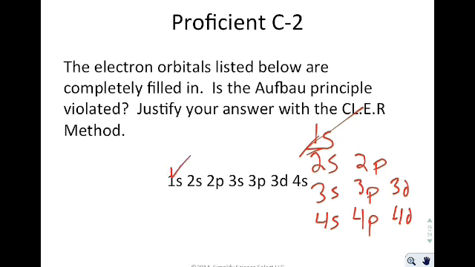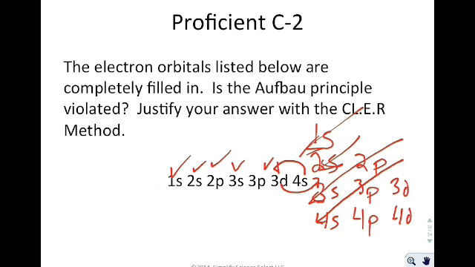So the first one I fill is 1s, and that's a check. Then I fill 2s, and that's a check. Then I fill 2p, and then 3s, check and check. The trick now, though, is that I fill the 3p orbital, and then I fill the 4s before I fill the 3d. So those should switch places, because the Aufbau principle is violated. How I would justify this answer is I would say, yes, the Aufbau principle is violated. That's my conclusion. The evidence that I have is the 3d is filled before the 4s, and my reasoning is the 4s orbital is lower in energy than the 3d orbital.